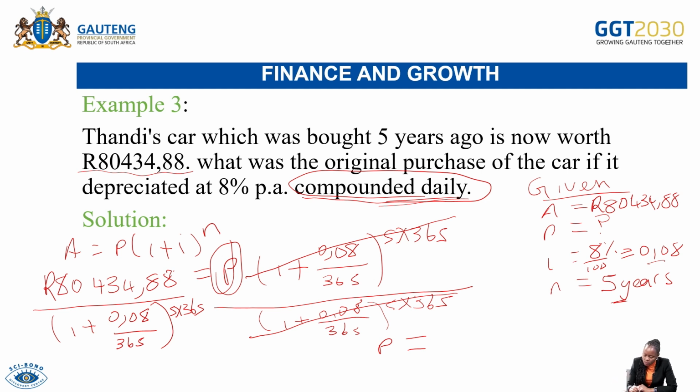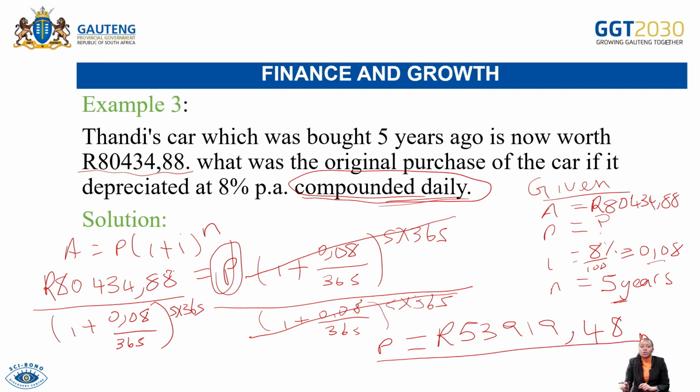I got 53,991. Let me just double check. So it is going to be 80,434.88 divided by 1 plus 0,08 over 365, to the exponent 5 times 365. Okay, so that's R53,919.48.